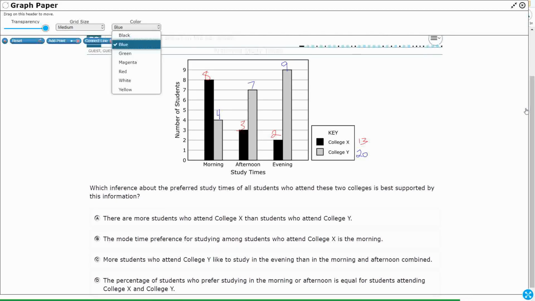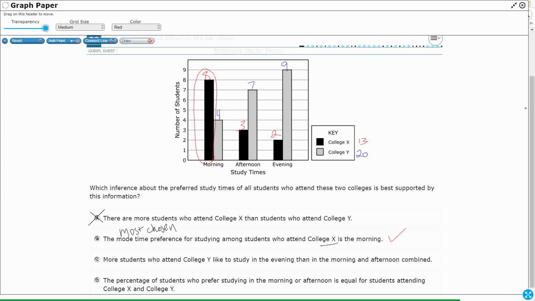Let's look at B. The mode time preference for studying among students who attend college X is in the morning. So mode means most chosen. And we're looking for college X, so that's going to be red. And that 8 is definitely the most, so that's looking pretty good. Let's check C and D to make sure they're wrong.